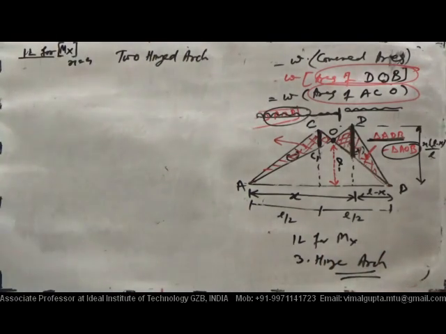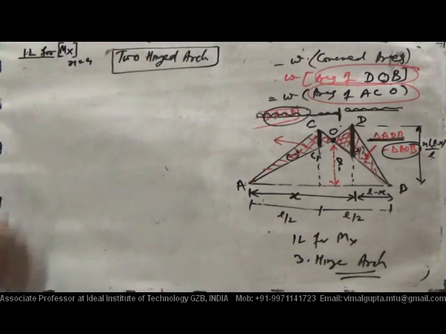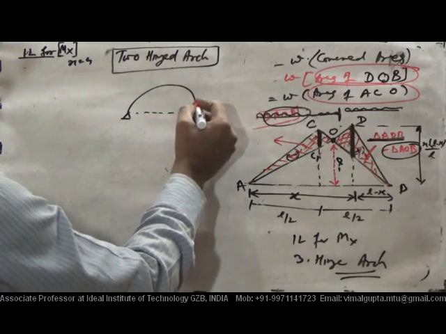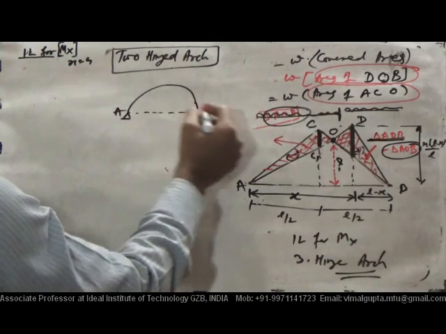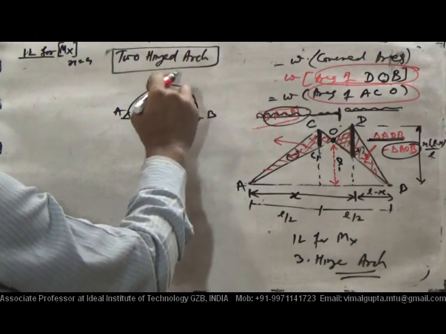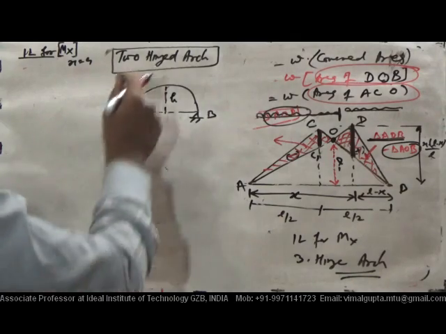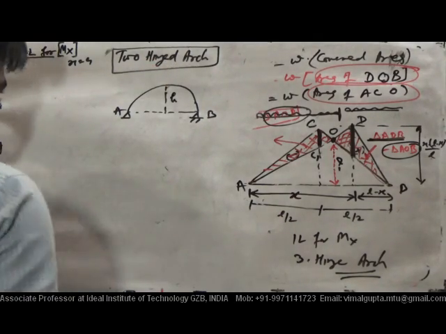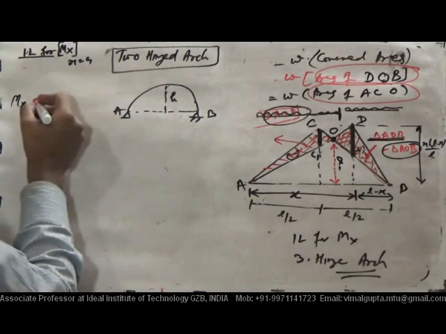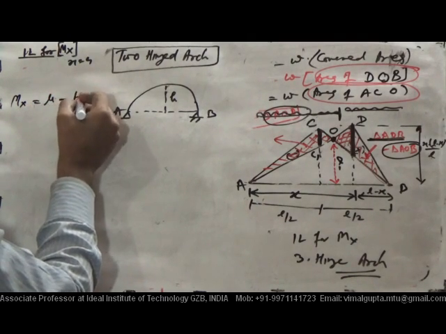Okay, now for a two hinge arch, what will be the difference? I have this arch, same length L, rise H, crown C. It does not have any internal hinge at the crown. And we know very well that the bending moment at any point X is Mu, the beam moment, minus H into y.